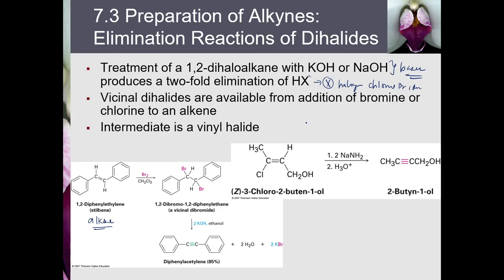Vicinal dihalides, here it is. One example is this compound. As you can see here, there are two bromines in the compound. But where is the position of your bromines? Your bromines are located or attached to two different carbons. So this compound is now a vicinal dihalide.